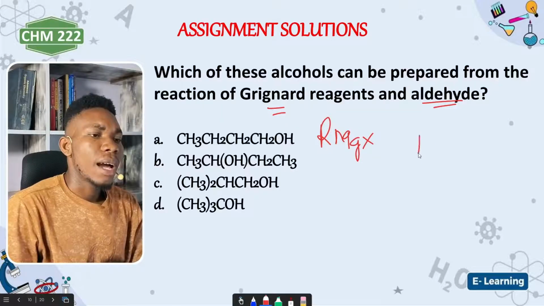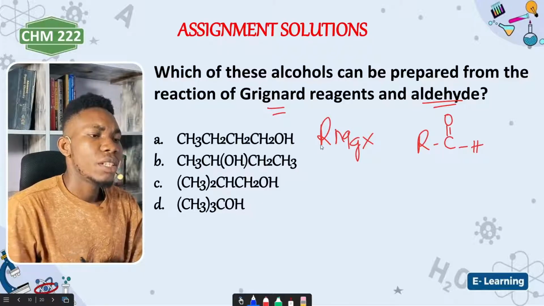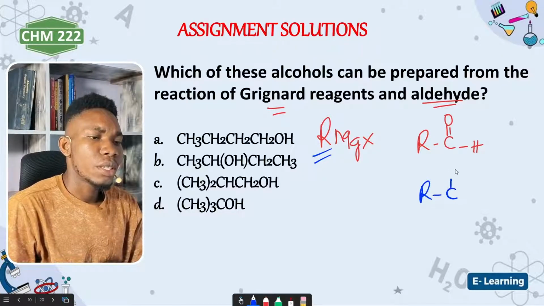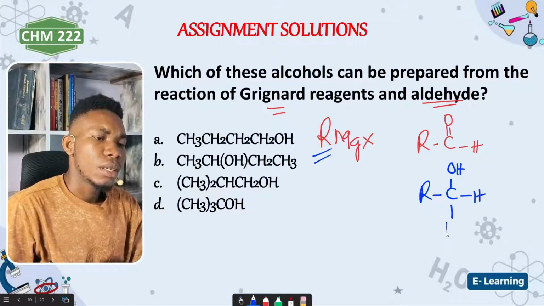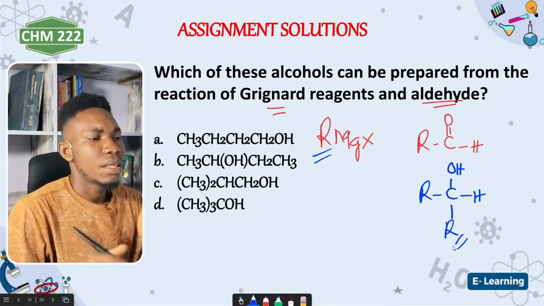And then the aldehyde. The general formula for the aldehyde is RC double bond O H. So when this Grignard reagent reacts, we know by rule of thumb, this R will attach to this carbonyl carbon, and then this double bond here will change to OH. So we are going to have something like this. Here will be H, here will be R. Now, what class of alcohol is this? This is a secondary alcohol.